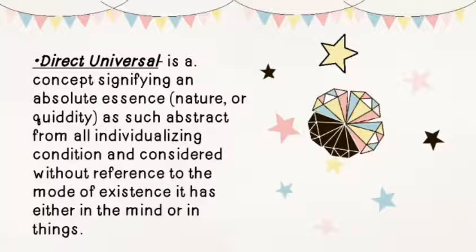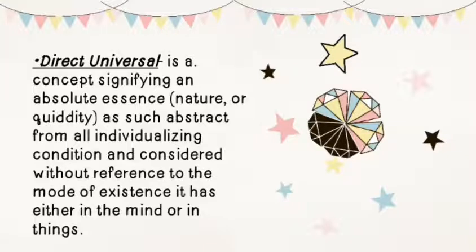Direct universal. It is a concept signifying an absolute essence, nature, or quiddity as such, abstracted from all individualizing conditions and considered without reference to the mode of existence it has either in the mind or in things. A direct universal, as we have seen, is considered without reference to its inferiors. It can be referred to its inferiors, but its meaning is independent of any such reference. Suppose now that we go one step further and actually refer to its inferiors. Suppose we consider an essence as capable of being realized in many subjects and of being predicated of them. What we grasp then is a reflex universal.